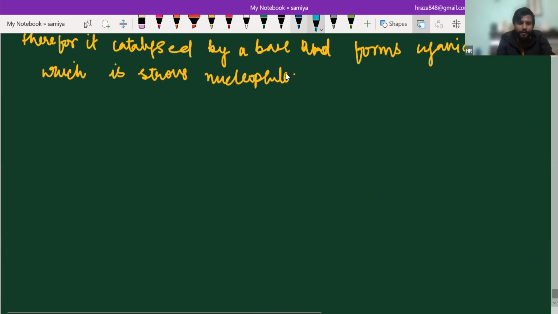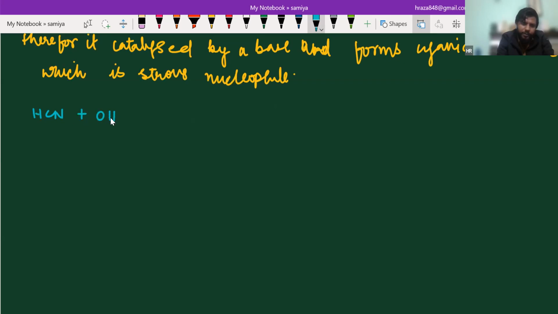So the reaction is basically, as you can see, this is your HCN. First, we are going to catalyze with the base. It will be converted into CN minus, cyanide ion, plus H2O. Now, this is a strong nucleophile, C double bond O, like this. So this has delta negative and this has delta positive. It will go like this. And as you can see, this is CN minus.